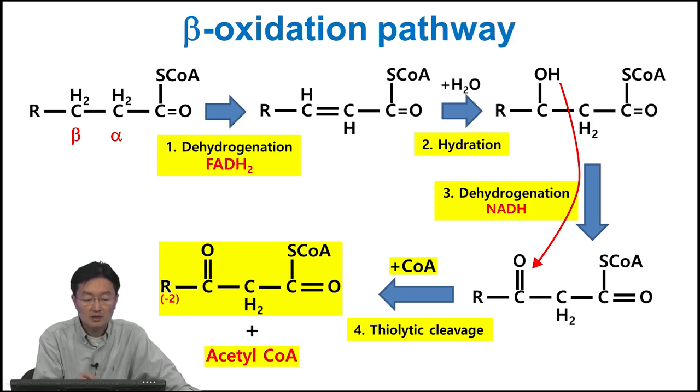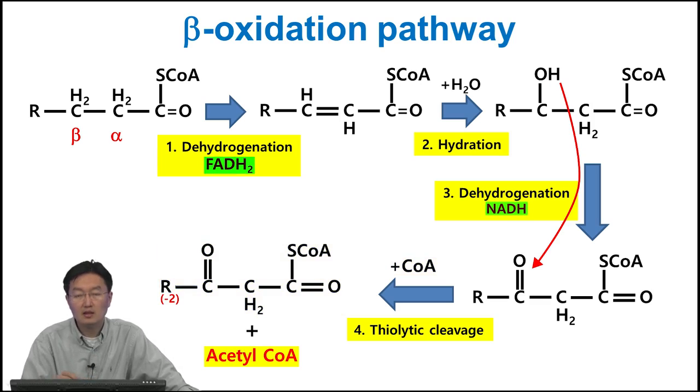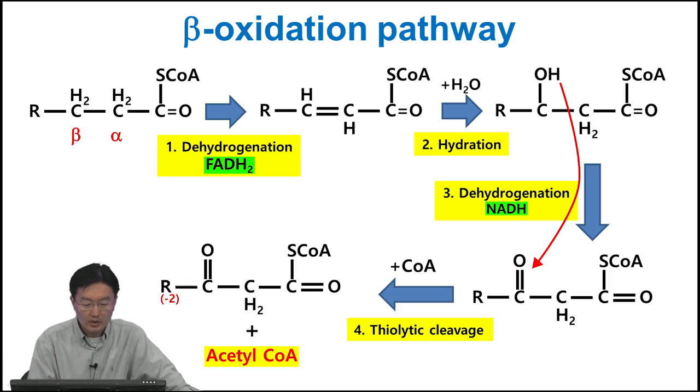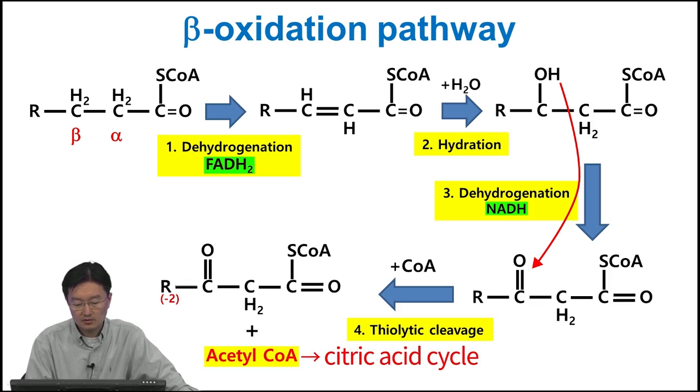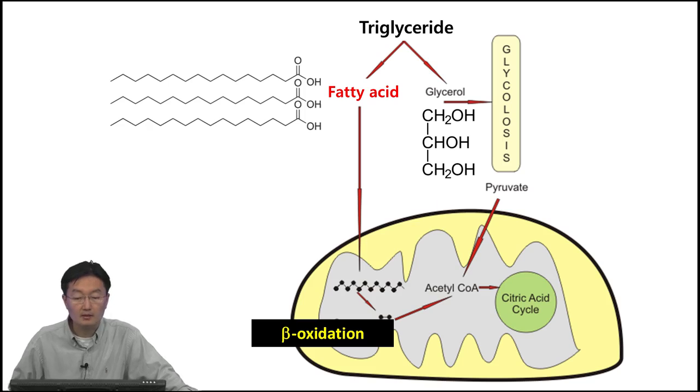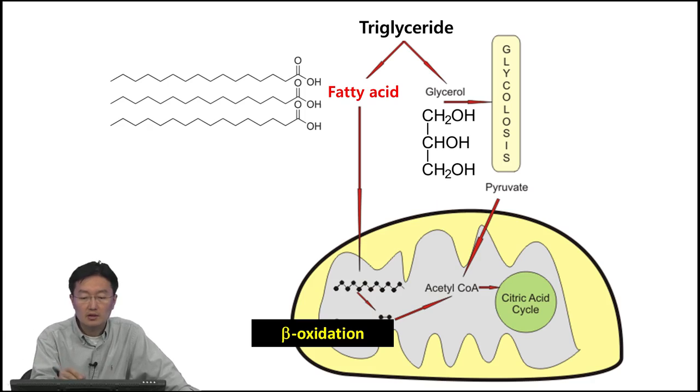So as you can imagine, inside the mitochondria, this reduced FADH2 and NADH can be used to drive the electron transport system and oxidative phosphorylation and ultimately ATP synthesis. And this acetyl-CoA gets into the citric acid cycle, so more ATP production can be done.